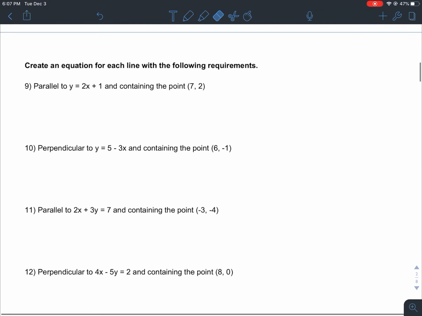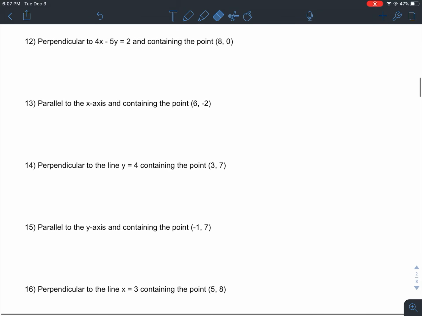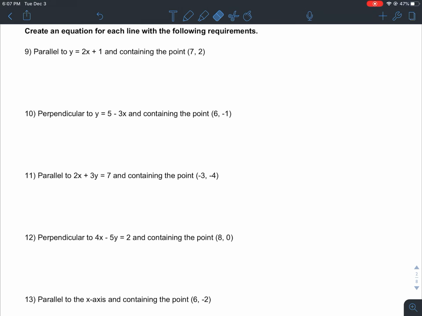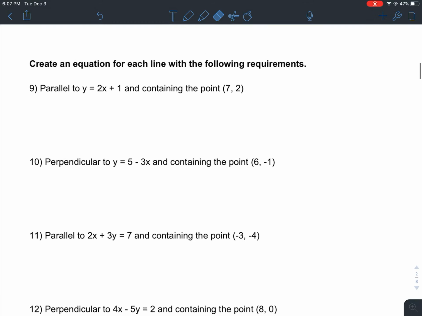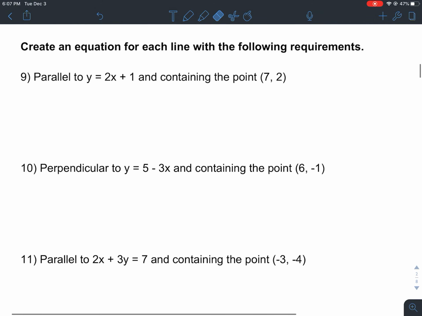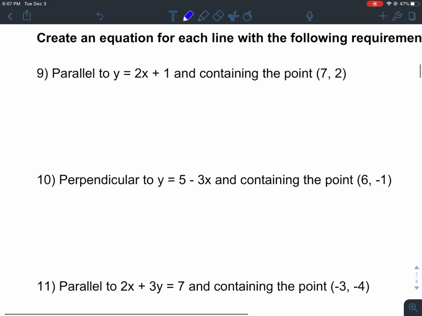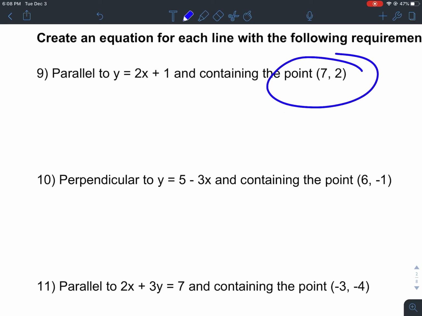Okay. So on this next page, you're only asked to basically create perpendicular and parallel lines based on the criteria given. So this page is the one that gives us the most amount of trouble when we take this test. So it is very important that you do pay attention for these problems. All right, we want to create an equation for each line with the following requirements. Number 9, we want it parallel to y equals 2x plus 1 and containing the point 7, 2. We want it parallel to this line, and we want it to go through 7, 2.